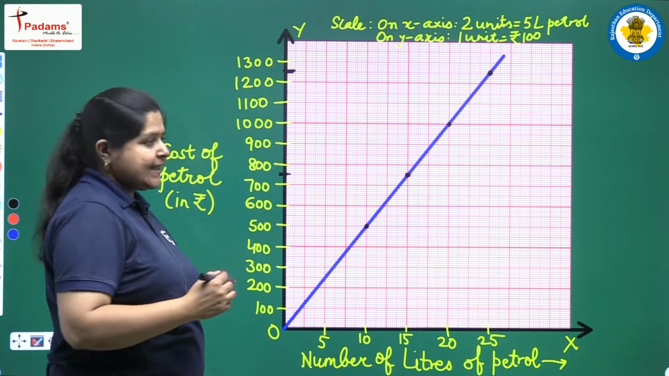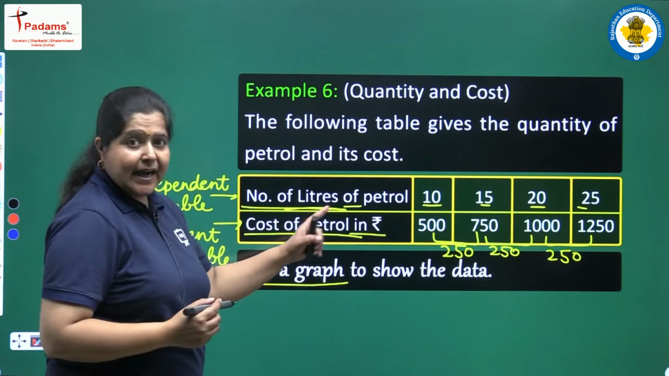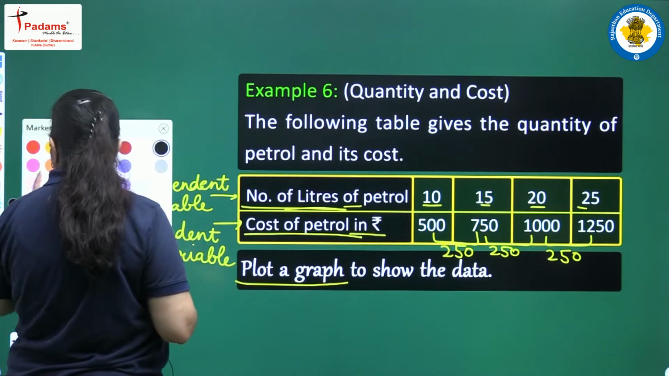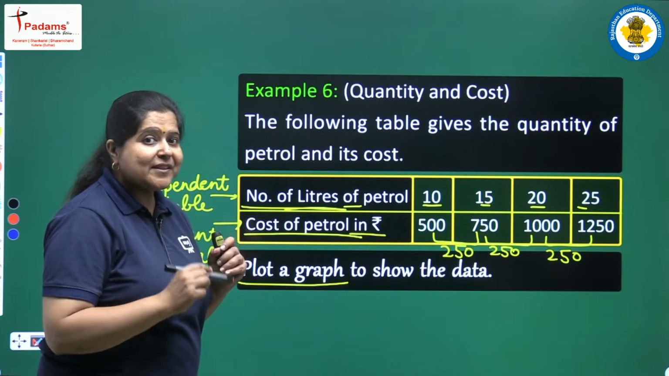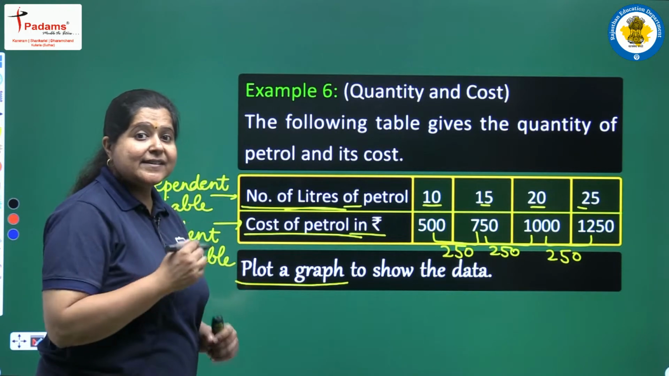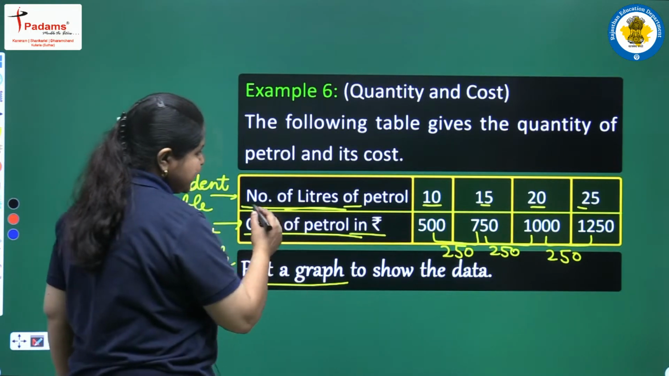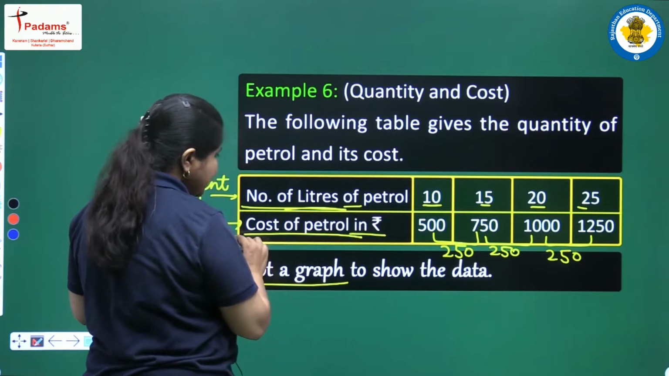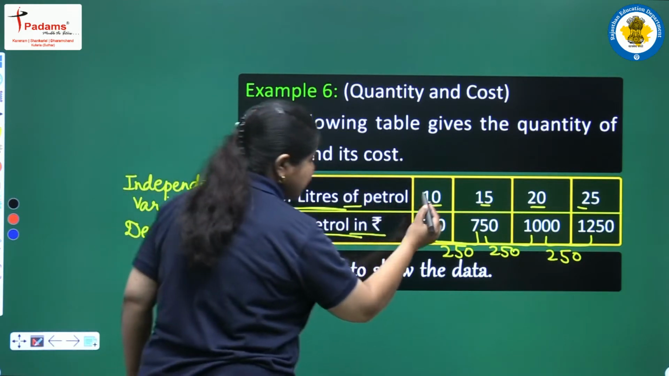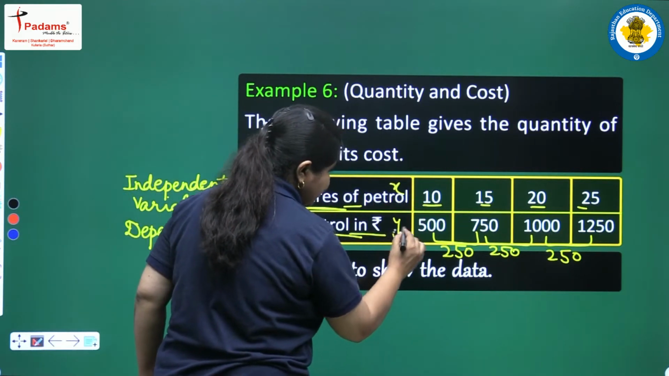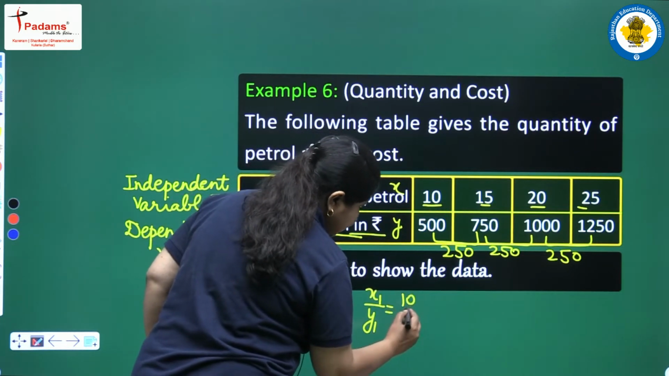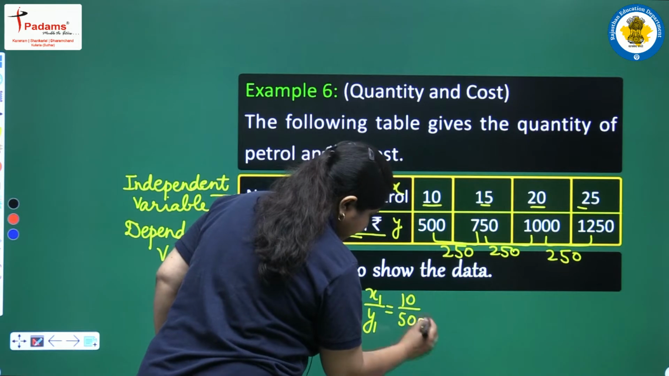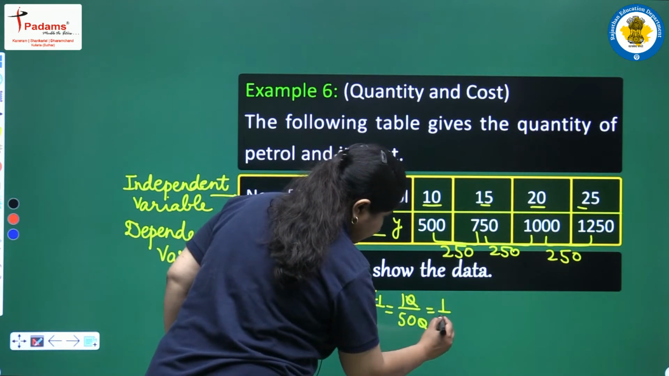And what else do we see here? Just go back to this data. आप देखेंगे यहाँ पर ये जो data दिया गया है, this is showing direct proportion or direct variation that we learnt in chapter 13. Just see here the two quantities, number of liters of petrol and the cost of petrol. अगर हम इसे x और इसे y से denote करें तो x1 upon y1 is equal to 10 upon 500. Cancel this. This will be 1 upon 50.